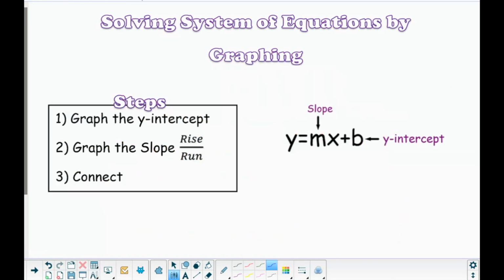Alright guys, so today we're going to be going over solving systems of equations by graphing. Now, these are the few things I'd like you to write down or keep in mind that help me be able to graph an equation or a system.